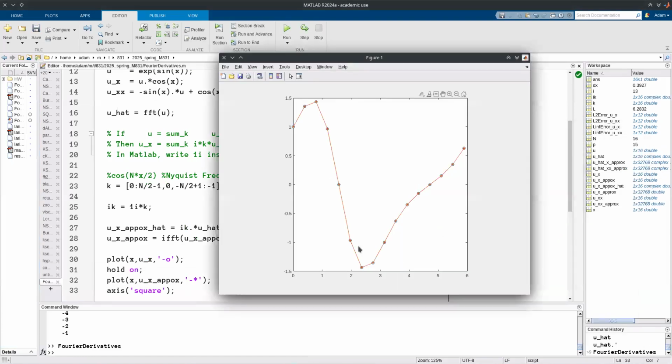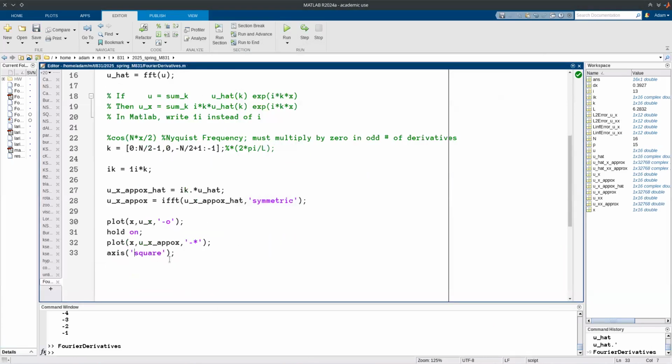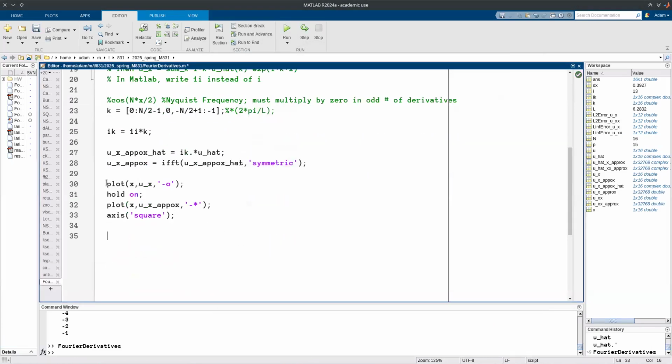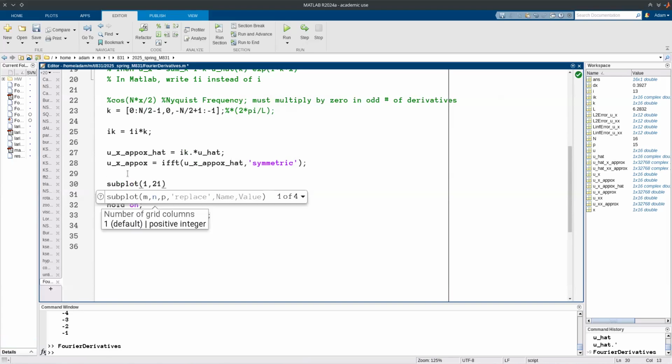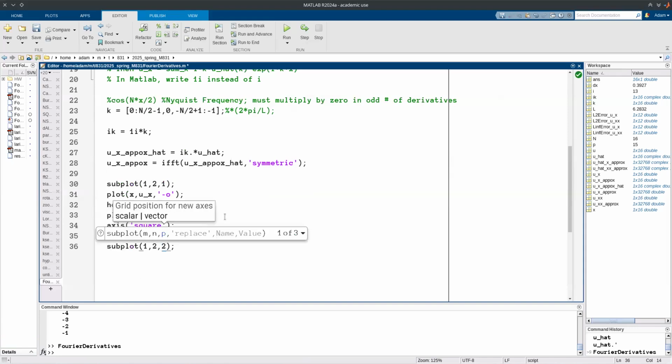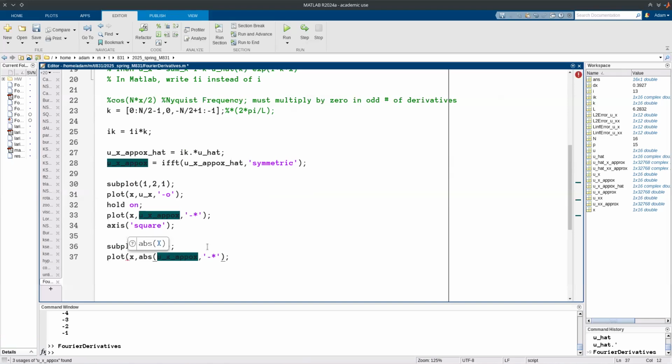Okay, we take a look at this. Pretty darn close. They look like they're almost right on top of each other. If you want to see it a little more close up, maybe we could do something like this, subplot. So let's call this 1, 2, 1 again. So we'll have that plot on the one side. On the other side, let's plot the error. To plot this, we'll take maybe the absolute value of ux approx minus ux.